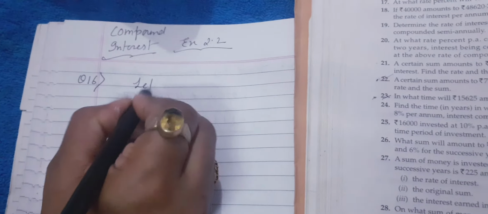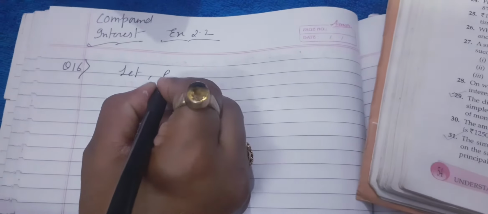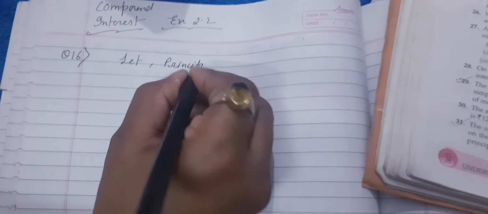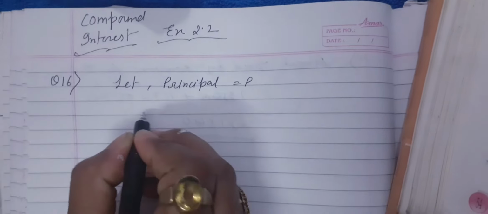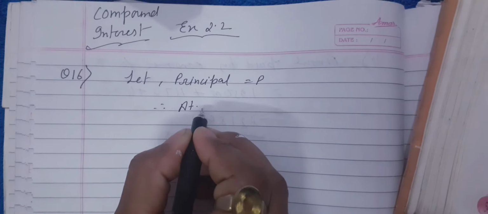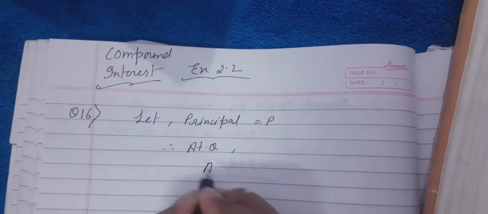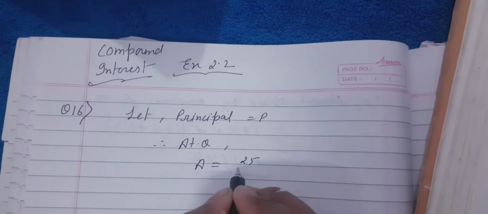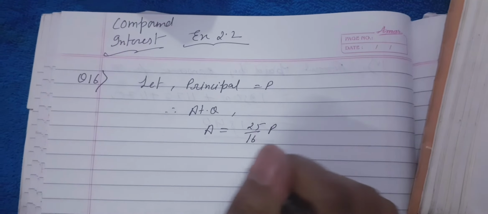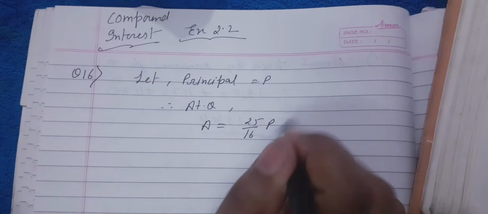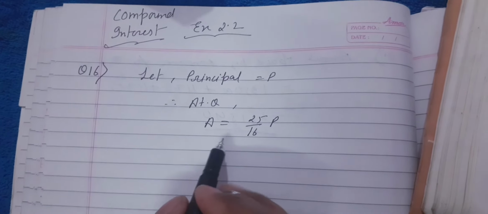Let principal is equals to P. Therefore, according to the question, amount is equals to 25 by 16 times of principal. This is the main thing which we have to understand. What is given and what we have to find out.